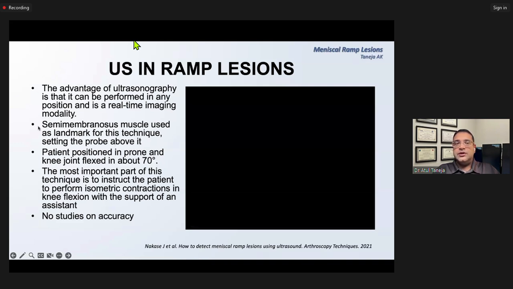They show how to do it. I'll just play it in a second. Semimembranosus muscle, use it as a landmark. You set the probe above the semimembranosus myotendinous junction. The patient is positioned prone with the knee semi-flexed, about 70 degrees. The most important part is to have someone help you hold the patient's foot, and then you ask the patient to do some contractions, trying to flex the knee. That's the trick to get the image of the ramp lesion on ultrasound.